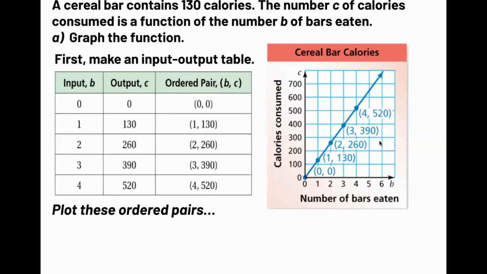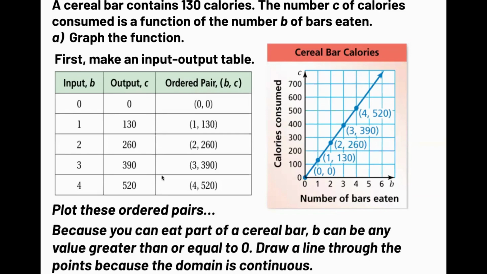And now that we've plotted all our points on a coordinate plane, we can go ahead and determine whether the domain is discrete or continuous. And because you can eat part of a cereal bar, B can be any value greater than or equal to 0, and this means that your domain is continuous. Remember that a continuous domain is a set of input values that consist of all numbers in the interval. And since our domain is continuous, you're going to represent this on the graph by drawing a line through all the points.